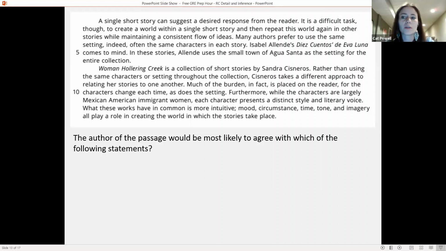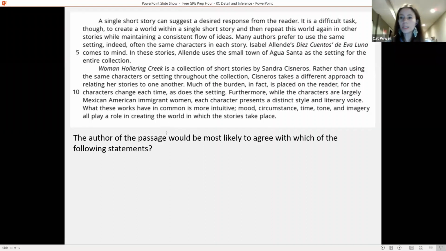Let's just focus on the question itself for a moment. How do we know? We know we're in the land of detail and inference, so we know that we are looking for something we can prove. How do we know what the author would agree with? What is that really asking us? How can I get inside this author's mind and know what they would agree with?